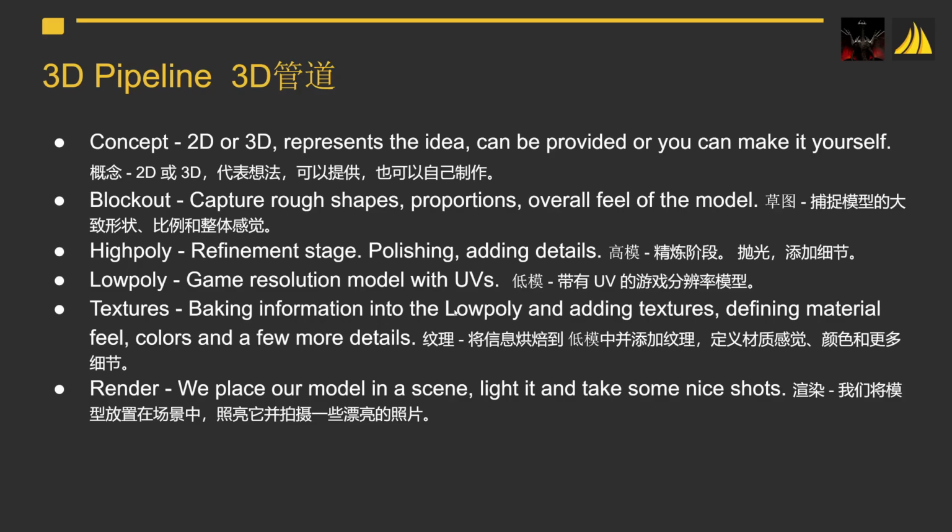Textures, we bake the information down into the low poly and add our color maps, AO, normal maps, all that kind of stuff, defining the material feel, and a few more details. So roughness, usually it's PBR workflows that we use in games. So you have your classic albedo, normal map, roughness, and metallic. Then sometimes you'll add emission maps or SSS maps, but it depends on the game you're modeling for or the system that you set up yourself. And last but not least, we render. So we place our model in a scene, light it, and take some nice shots.